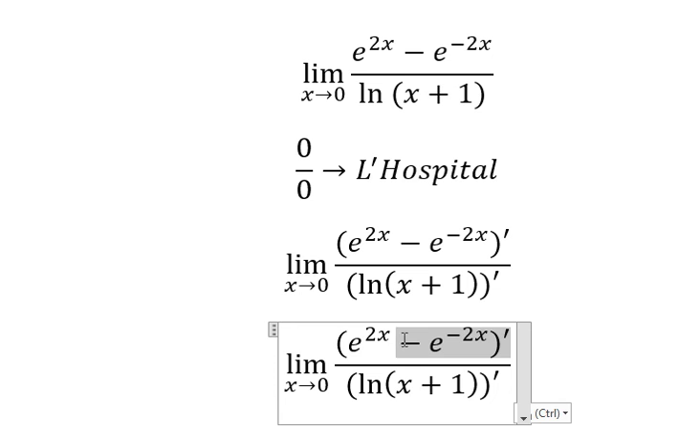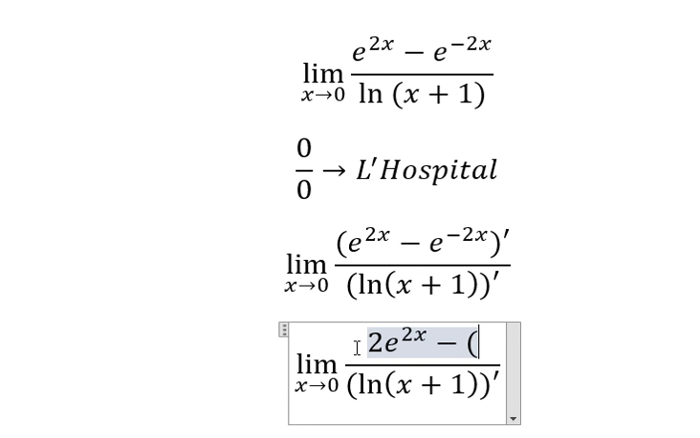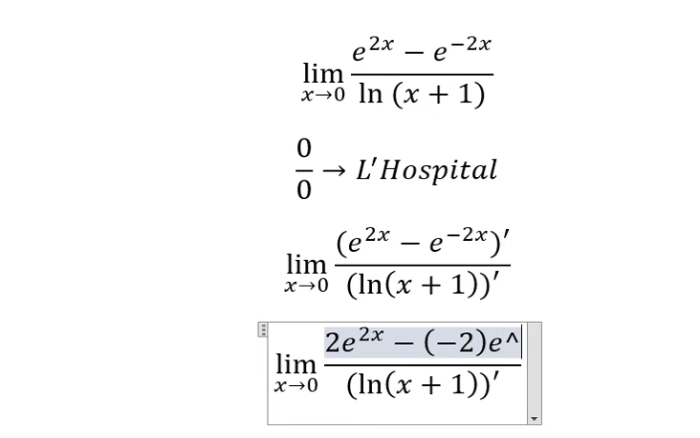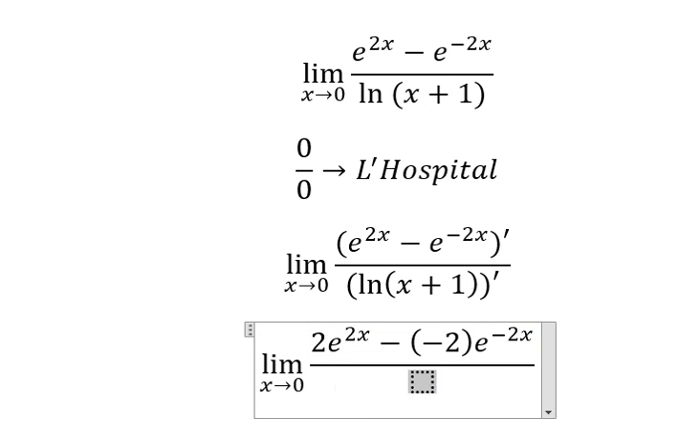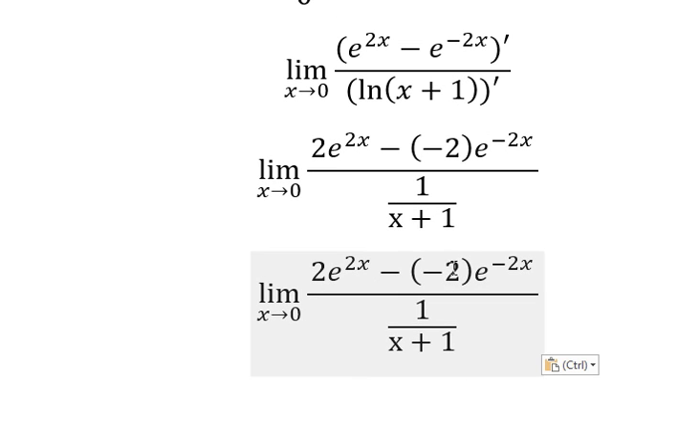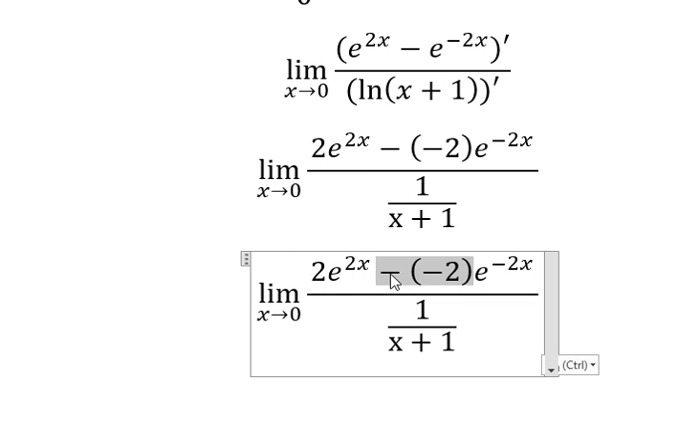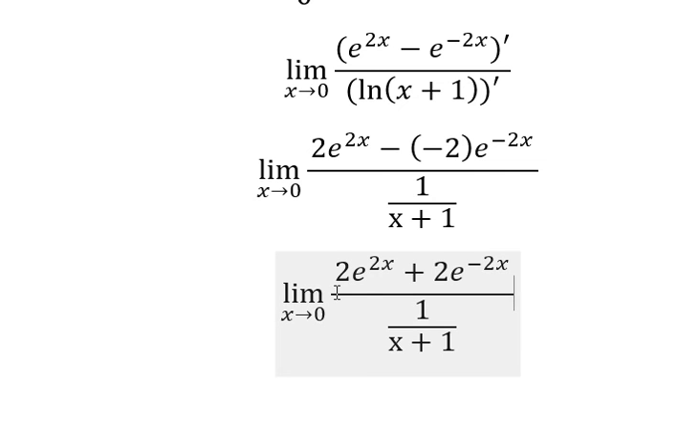So this one we have 2e to the power of 2s minus negative number 2 e to the power of negative 2s. This one we have 1 over s plus 1. Negative negative, you get positive number 2. And now we can put number 0 here and here and here.